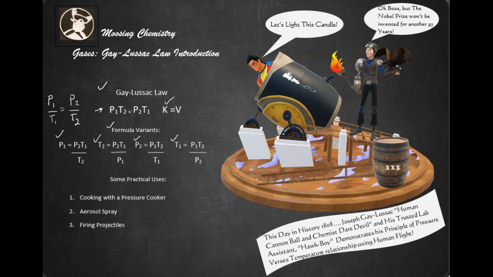Now, Gay-Lussac's law does have some practical uses. And what are they? Well, first of all, cooking with a pressure cooker. Think about this. You put water in a pressure cooker, you put your vegetables, your meat, whatever you're cooking in there, right? And then you clamp down the lid on the pressure cooker. And then you turn on the stove underneath.